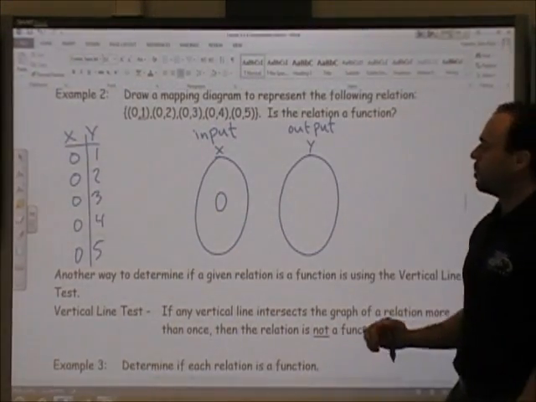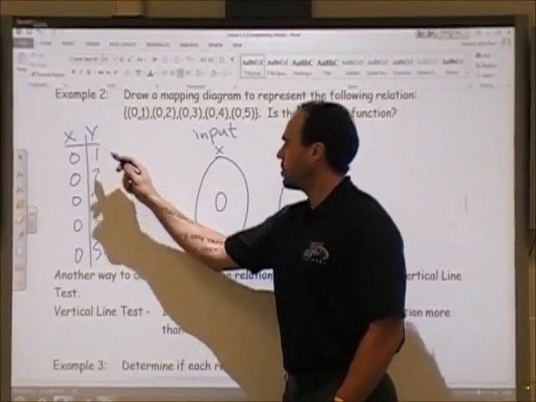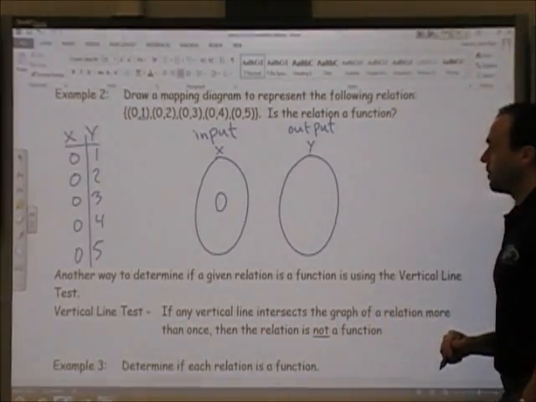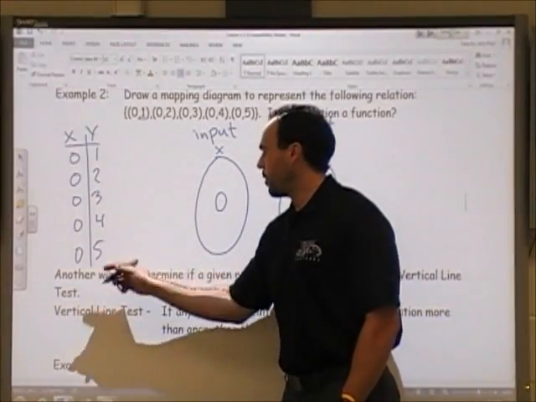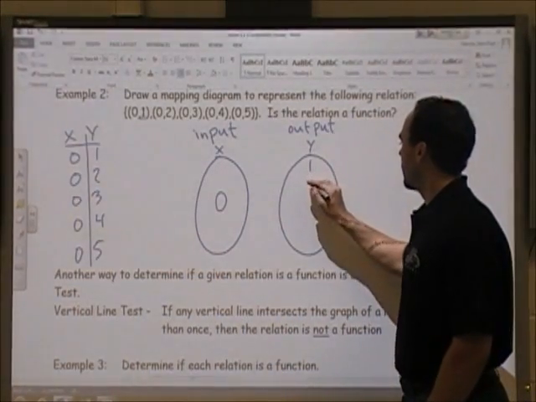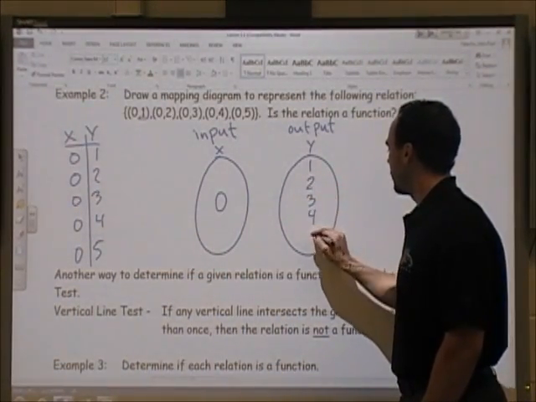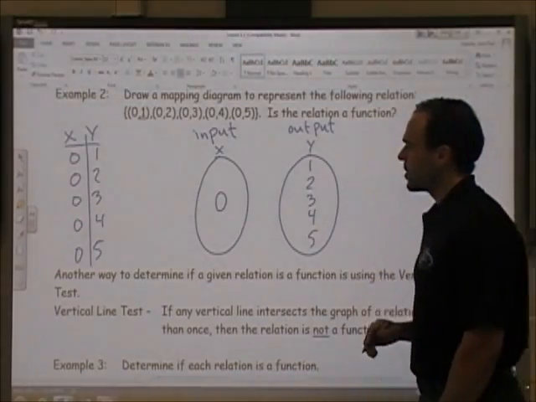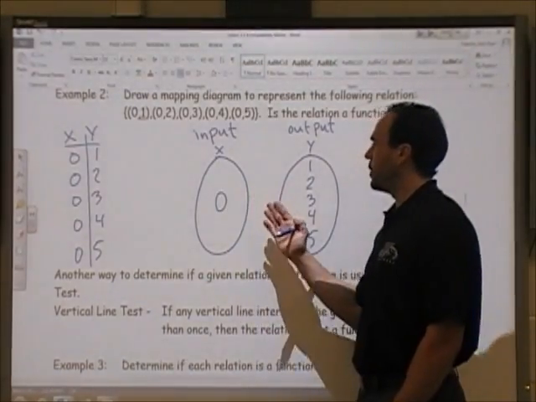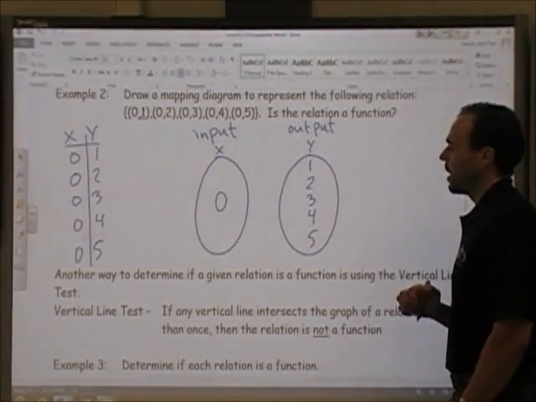And then all my output values, or all my y values that this relationship touches, are 1, 2, 3, 4, and 5. I'll write those in numerical order, which they already are. So 1, 2, 3, 4, 5. And then the mapping diagram goes like this. I'm going to draw each individual point with this mapping diagram.